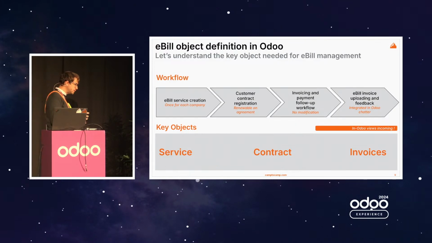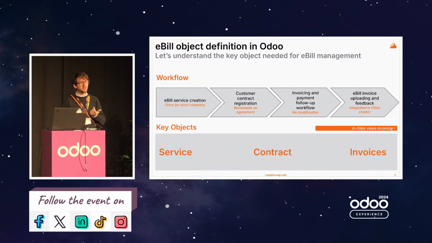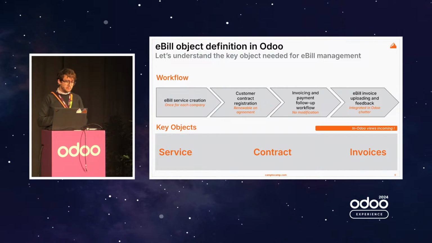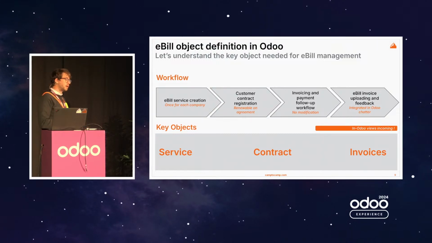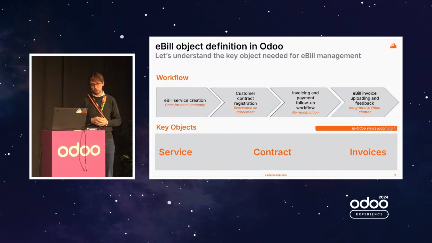If I specify a little bit the workflow that we talked about before, so we have the architecture, but what I have to do in Odoo. So, eBill service creation. Well, like I said, we are in multi-company mode, so once for each company, because I'm going to have one set of credentials for each company.